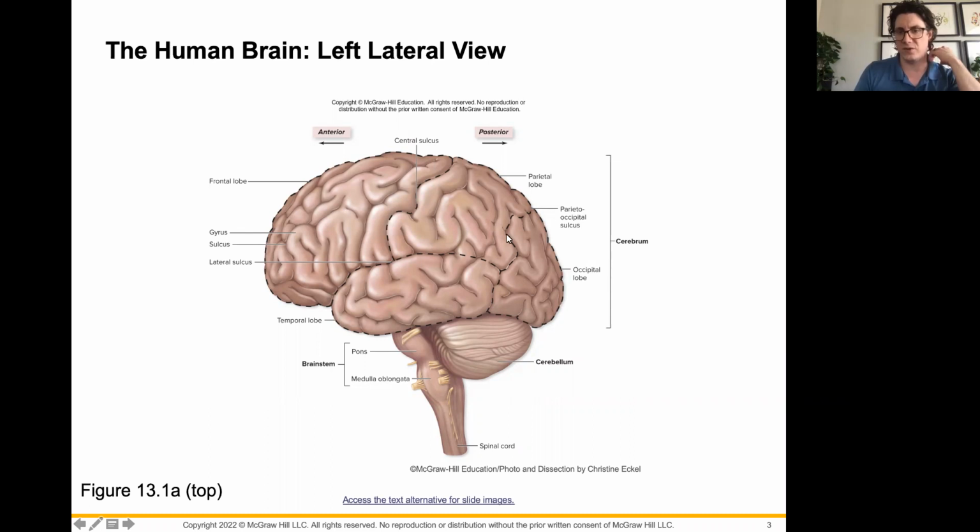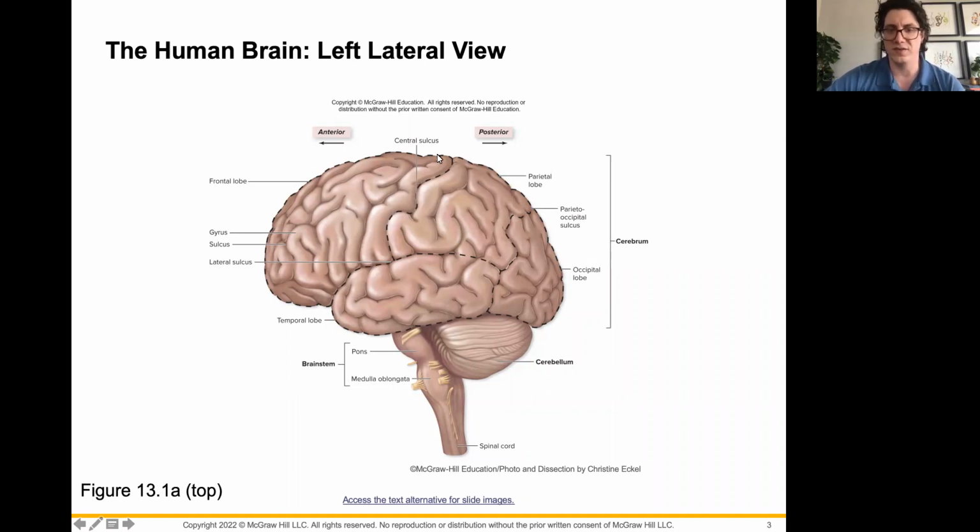And then we have the parieto-occipital sulcus, which is going to separate the occipital lobes from the parietal and temporal lobes. Okay, now separating the two hemispheres of the brain, so separating the left and right hemispheres, we have the longitudinal fissure. So if the lines are sulcuses or fissures, the raised portions are going to be called a gyrus or gyri.